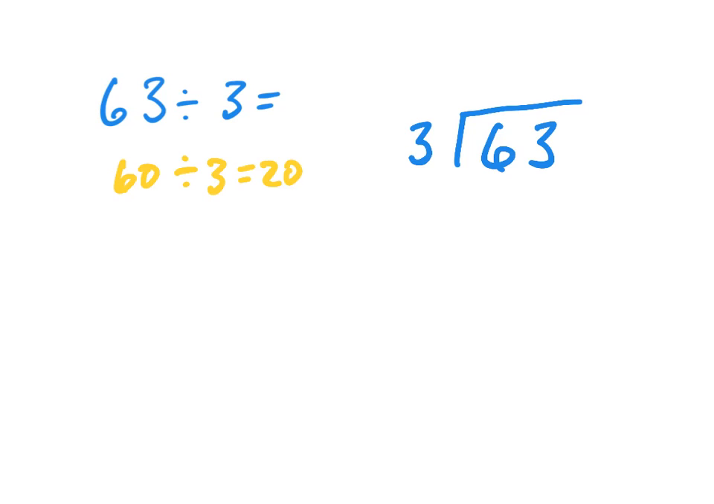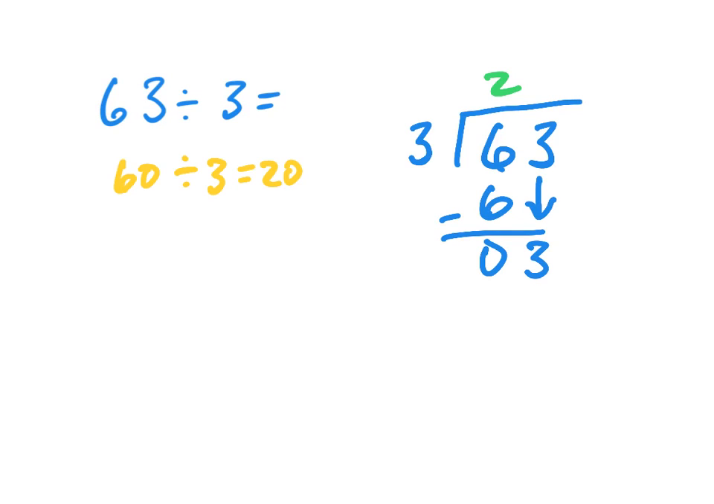So we first start by asking ourselves, how many times does 3 go into the number 6? How many groups of 3 are in 6? And the answer is 2. 3 times 2 equals 6. So I'm going to subtract, and I'm left with 0. The next step is to bring down the next digit in line, which is that 3.